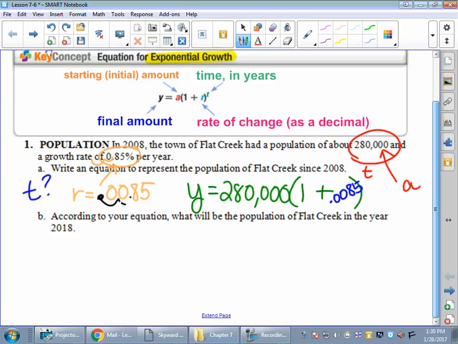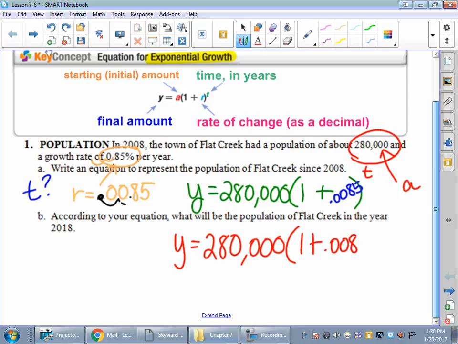The reason we leave that is because part B is going to say, according to your equation, what will be the population of Flat Creek in the year 2018? So in other words, we're going to use that and we're going to fill in the rest of the information. So I'm going to rewrite everything except for the t. Notice how that's a plus inside that parentheses. I'm pointing that out now for a reason.